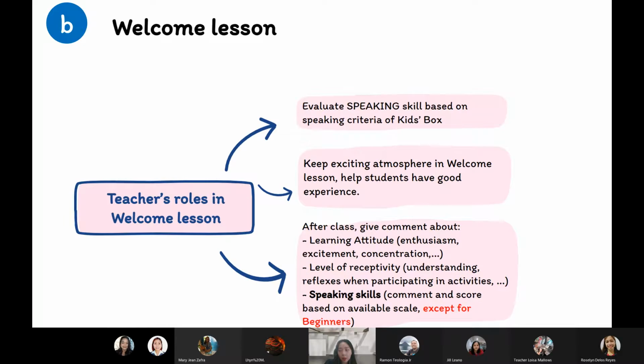So this is all the things that you have to do after class. After class, you have to give a comment based on their learning attitude and how well they understand the lesson. And finally, the speaking skill. Both comment and score are based on the available skill, except for beginners.